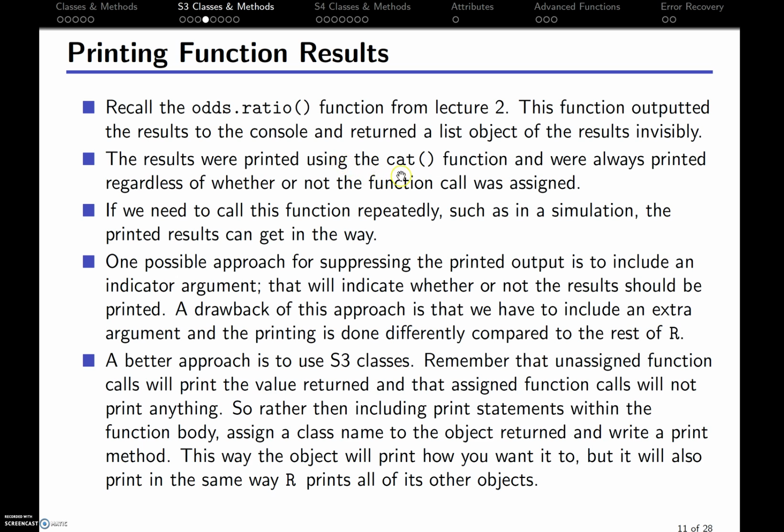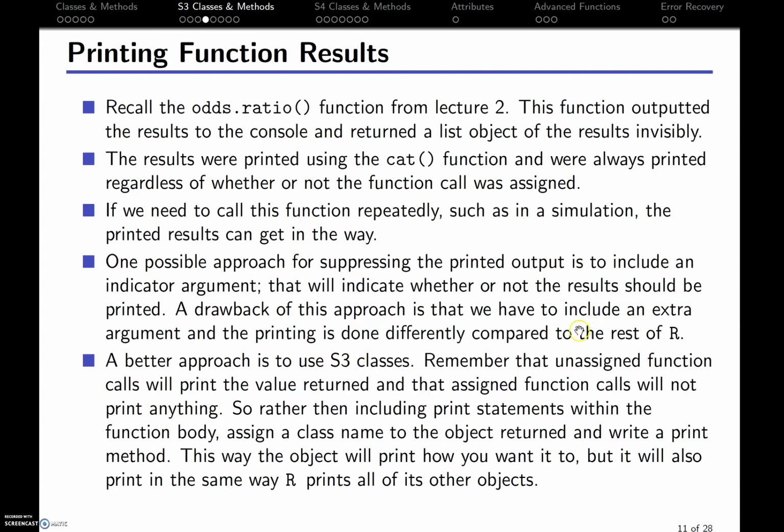We don't really want this cat function to be applied each time because it's going to have to print to the console and will waste resources during the simulation. So one possible thing we could do is to include an indicator argument. We're going to see this in just a moment. And this would just indicate whether or not that cat function gets applied within the odds ratio function or not. That's one possibility.